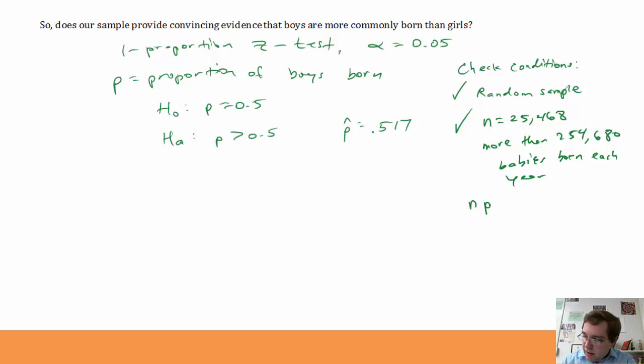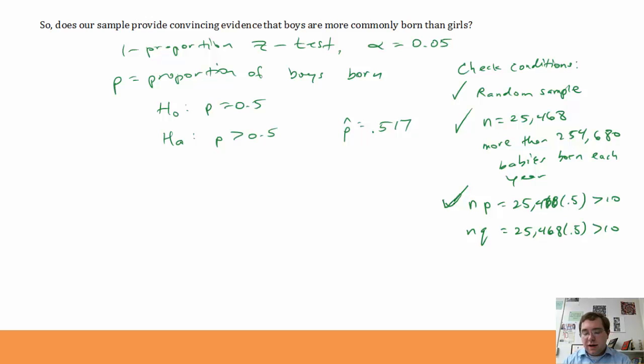So we check NP. We want that to be greater than or equal to 10. Well, NP is 25,468 times 0.5. Notice we're comparing this to the null hypothesis value, not to P hat. Well, that is certainly greater than 10. Half of 25,468 is bigger than 10. And NQ, which is 25,468 times 0.5, is also still greater than 10. So, check. We satisfy all 3 conditions. We can therefore proceed. That's good.